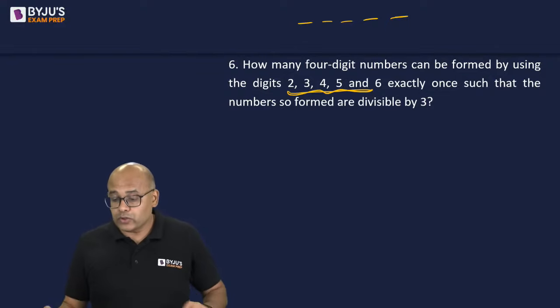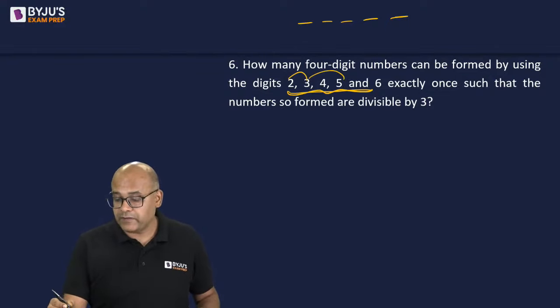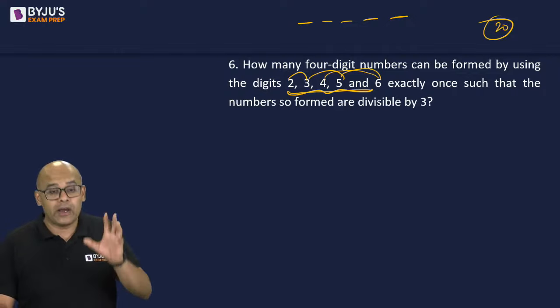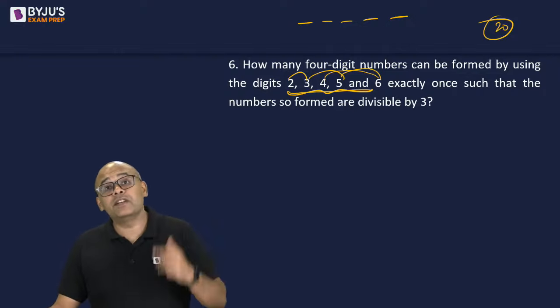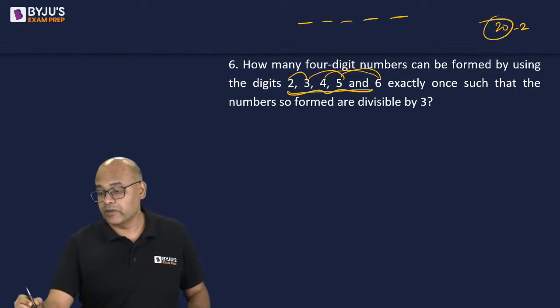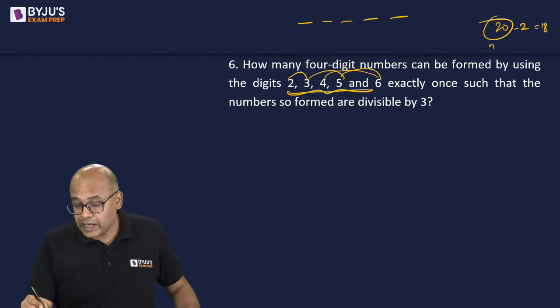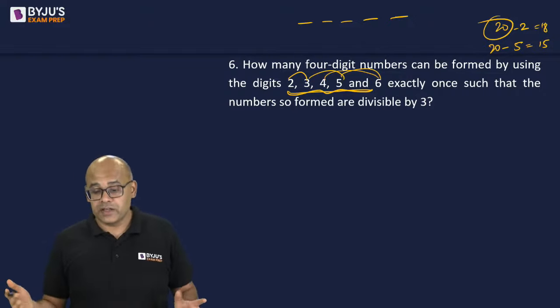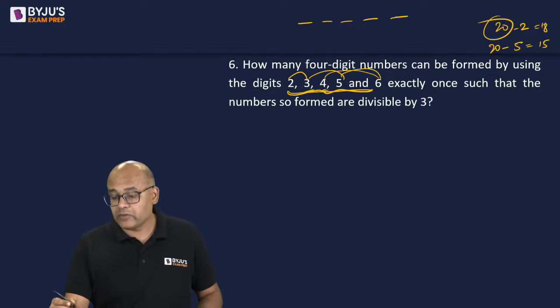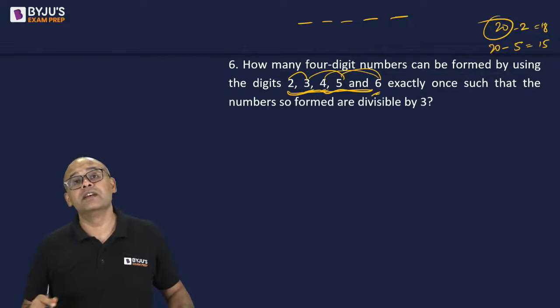Correct? So what is the total? 2 plus 3, 5, 5 plus 5, 10, 10 plus 6, 16, 16 plus 4, 20. My total is 20. But now I want a 4 digit number only. So I have to take out one digit. Which digit should I take out such that the remaining 4 are multiples of 3? So I can take out 2, it gives me 18, or I can take out 5, 20 minus 5, which will give me a total of 15. Nothing else. If I take out 3, it will not work. 20 minus 3 is 17, not a multiple of 3. 20 minus 4 is 16, not possible. 20 minus 6 is 14, not possible.